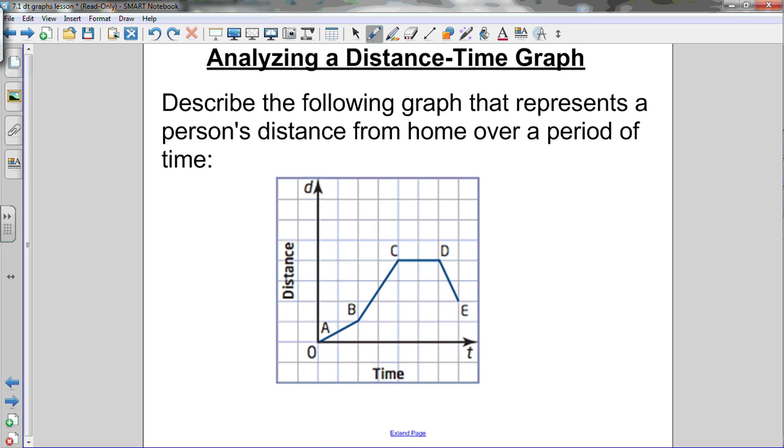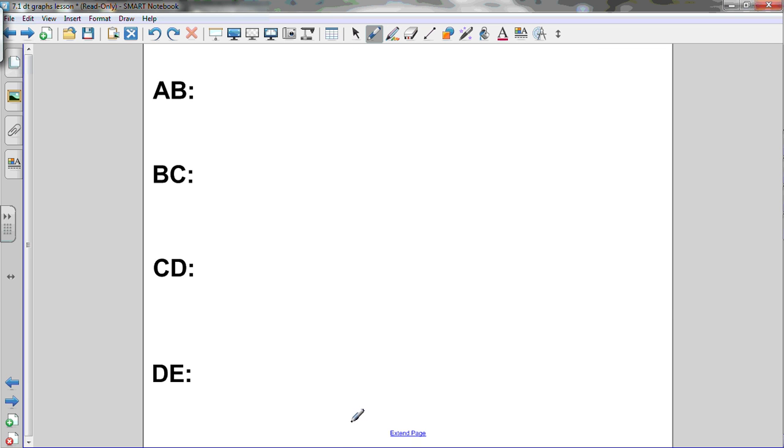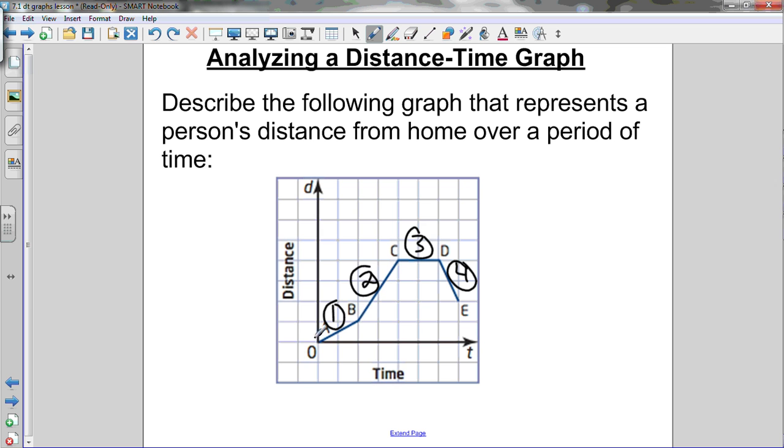Let's describe the following graph that represents a person's distance from home over a period of time. So this graph has been divided into a few different sections, so we're going to have to describe each separate section. I've got this section here, section AB, section BC, this section here, CD, and this section here, DE. So I've got 4 different sections, and I'm going to describe each of those sections separately. So section 1, section AB.